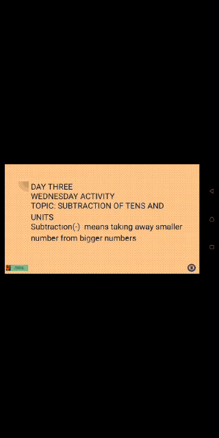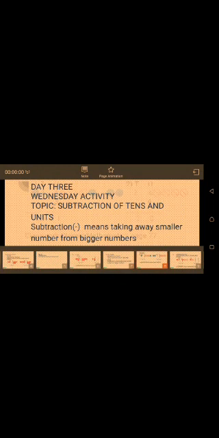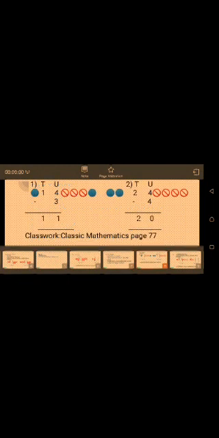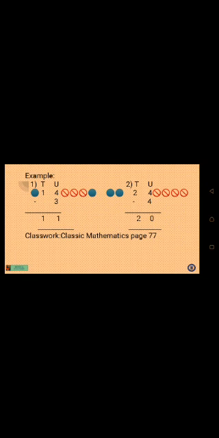Now, having done that, what is subtraction? We need to know what subtraction is. It means taking away a smaller number from a bigger number. Subtraction means taking a smaller number from a bigger number. Is that taken? Yes. Now, having known what subtraction is, example 1 there. Remember T stands for tens and U stands for unit, and we must start from the what? The unit hand side.